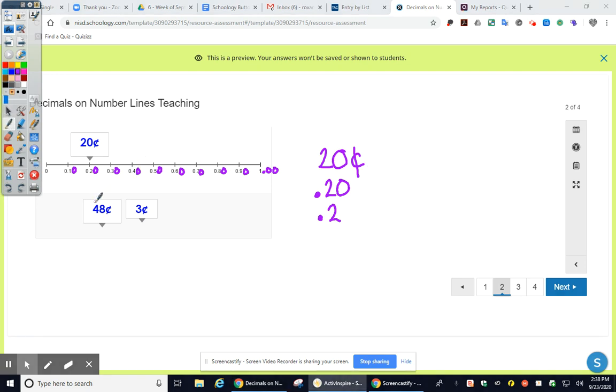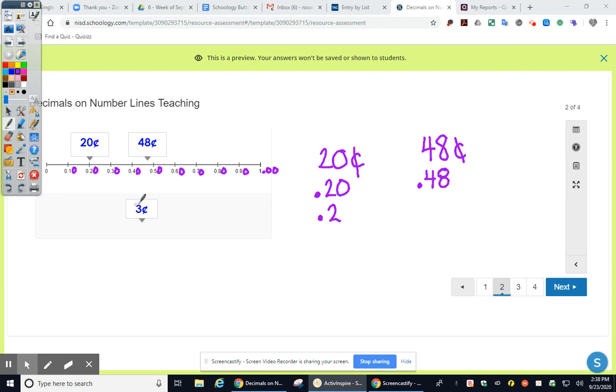Okay, here, 48 cents, if we were to write it like money, it would be 48 hundredths, or 0.48. So we know that this 48 cents is really close to 50 cents. And here we know that 50 cents and 50 hundredths are the same thing. So 48 cents would be approximately near the 50 cents. So I can put it about there.